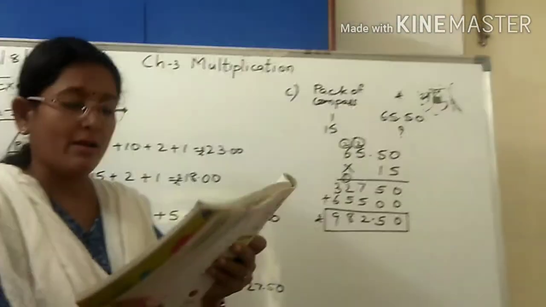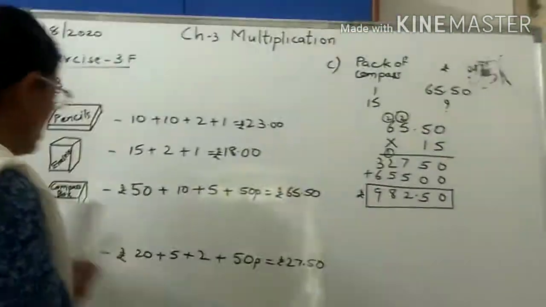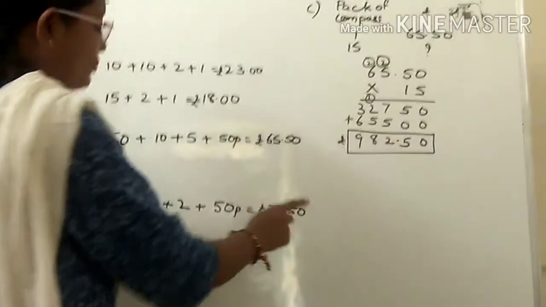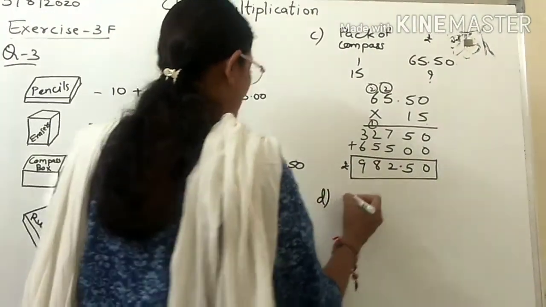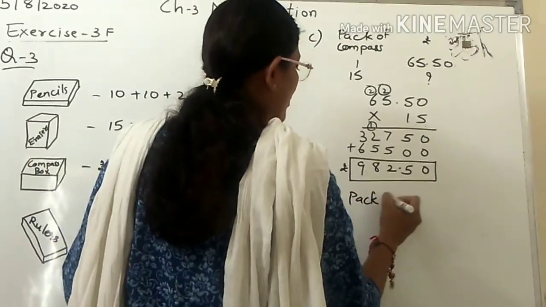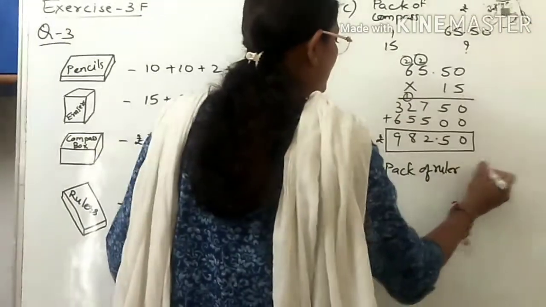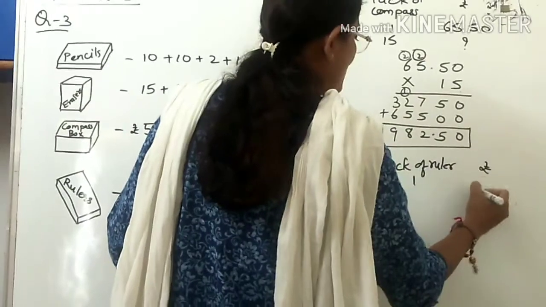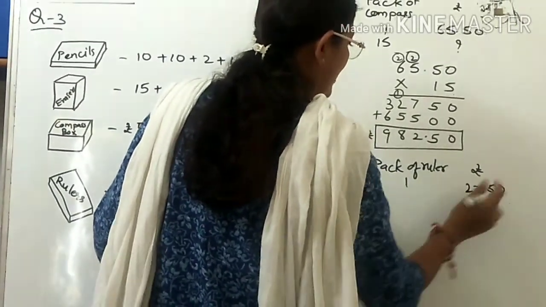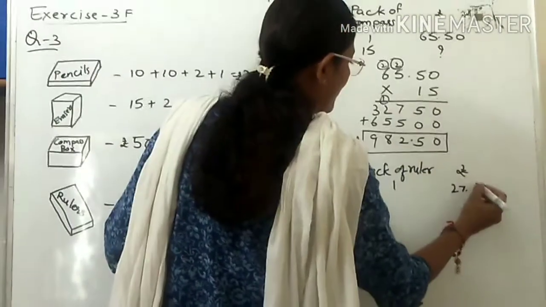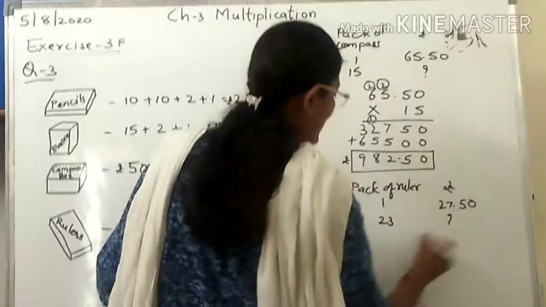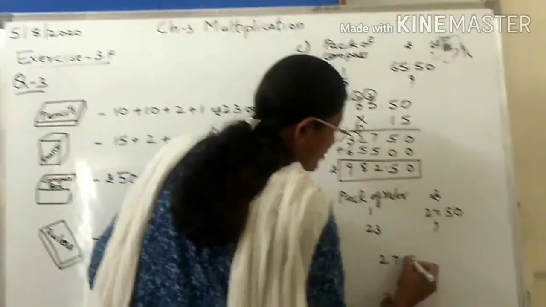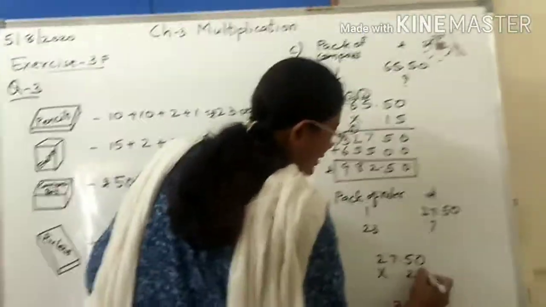Right? Now number D. In number D, how much will it cost to mail one packet of ruler? One packet of ruler costs rupees 27.50 and 23 packets. So what we'll do here, once again number D, we'll write pack of ruler and rupees, one costs rupees 27.50, then 23 will cost rupees how many? Then 27.50 multiplied by 23.